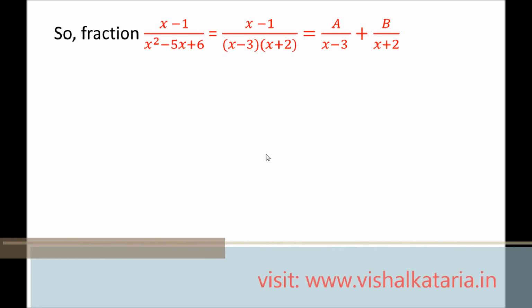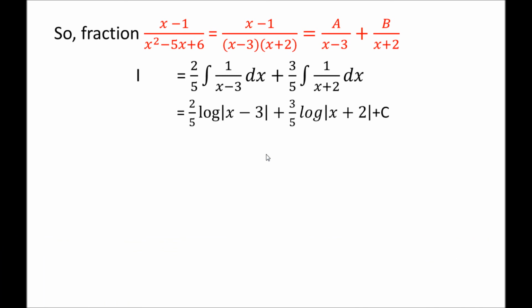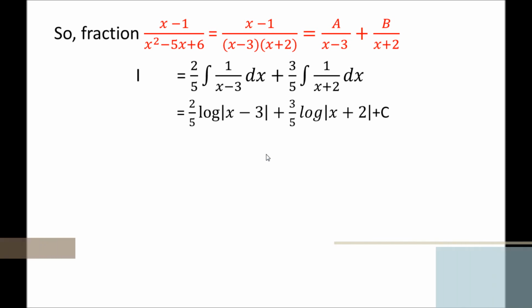So after converting the given fraction into partial fraction, the integral will become 2 upon 5 times the integral of 1 upon x minus 3 plus 3 upon 5 times the integral of 1 upon x minus 2, and the integral will be 2 upon 5 times logarithm of x minus 3 plus 3 upon 5 times logarithm of x minus 2 plus a constant.